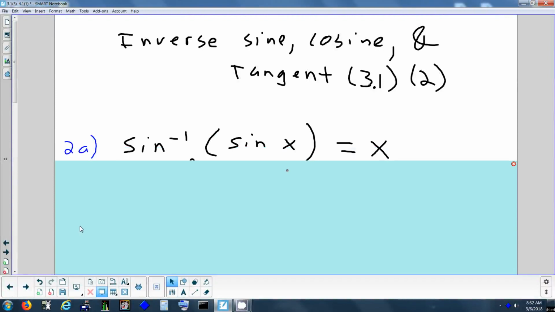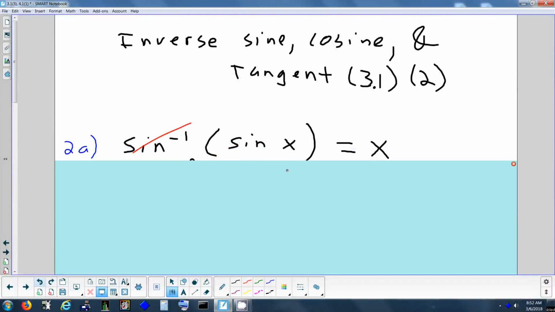So this first formula is basically just showing you the idea that if you put inverse sine and regular sine right next to each other like that, they cancel each other out. Okay, don't put the lines through it in your notes. I'll erase that in a second. But they cancel each other out, and the answer that you get is whatever is sitting right there.